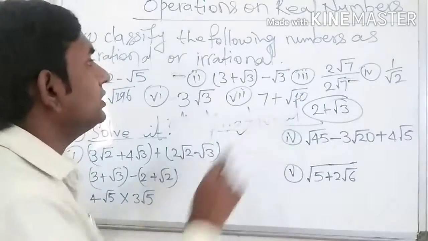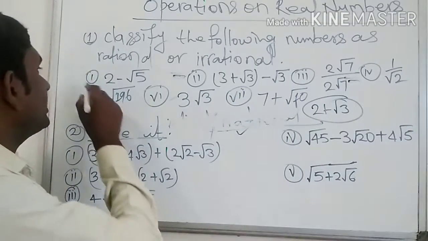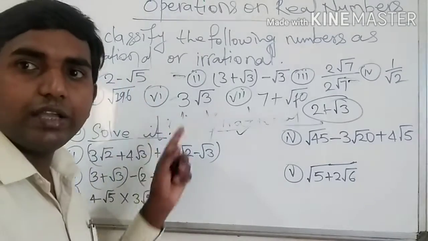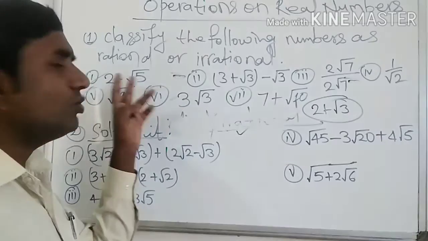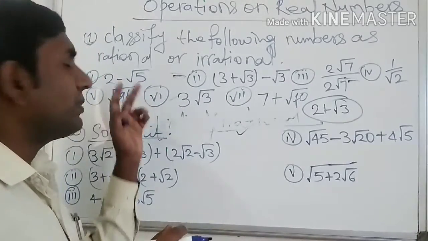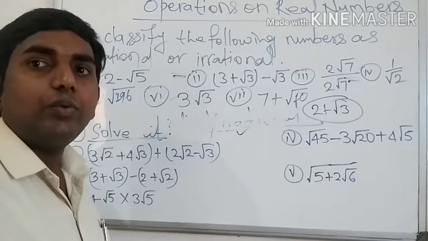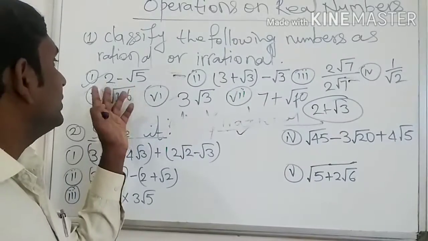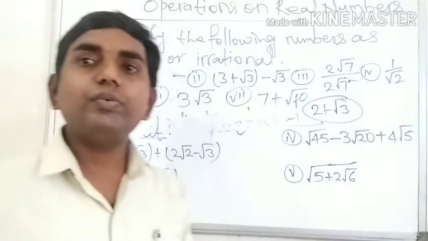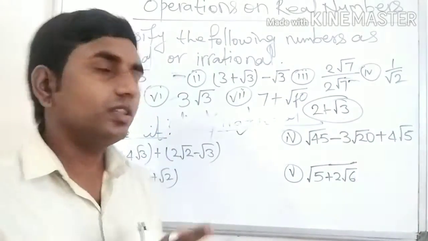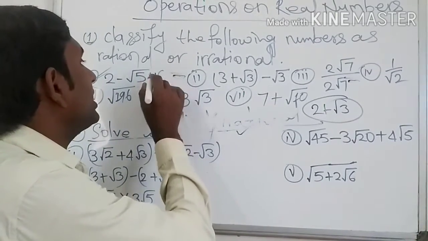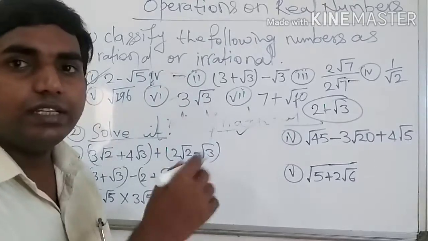Now in the first question, we are given 2 minus under root 5. Here we have 2, which is a rational number, and under root 5 is an irrational number. And we know that the difference between a rational number and an irrational number is always irrational. So the first number is irrational, and we write IR to indicate irrational number.